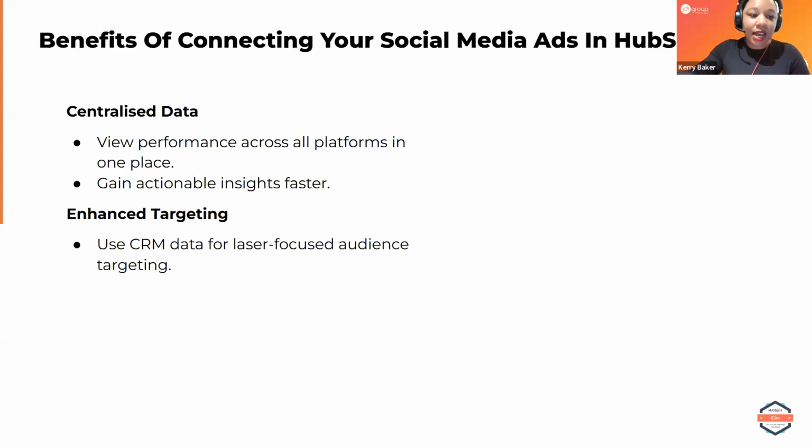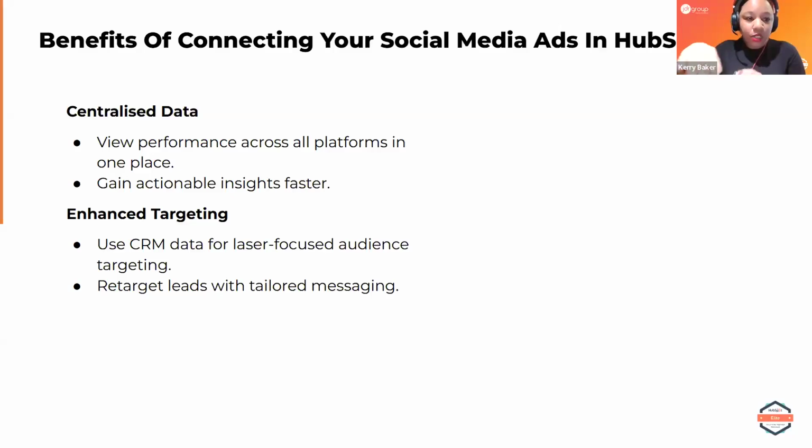The next thing is enhanced targeting. So HubSpot CRM takes ad targeting to the next level by syncing your ads with your CRM. You can target audiences with precision using data like previous interactions, create lookalike audiences based on your best customers, retarget leads and prospects with messaging tailored to their exact needs. So this results in much higher quality leads and more effective campaigns as well.